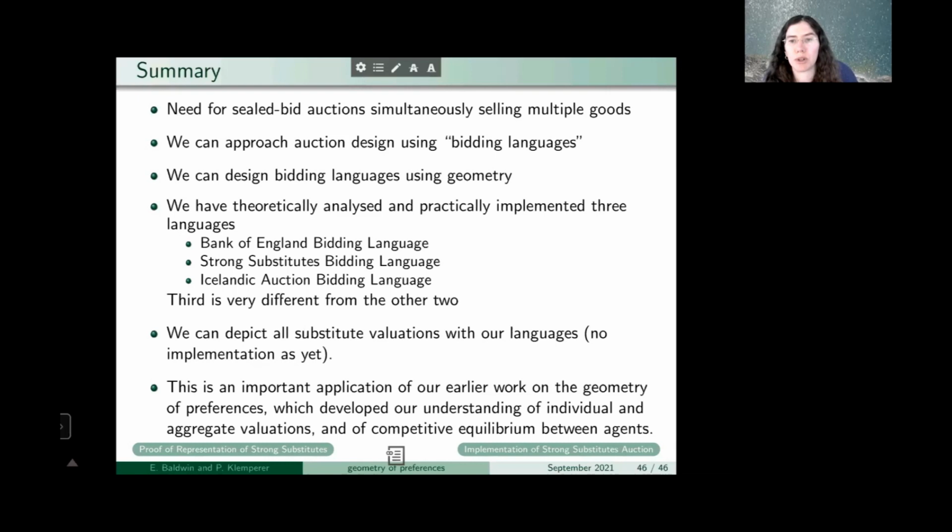And really, you need to know what we were doing there in terms of the geometry of preferences in order to understand at all how we can think about these strong substitute valuations in terms of these positive and negative bids. But these positive and negative bids are potentially quite tractable for auction design, and we do actually have implementations of the auction in two rather different ways coded up, which I can talk about a little bit more if anyone's interested. But I should really stop talking now, and I do apologize for overrunning so badly.